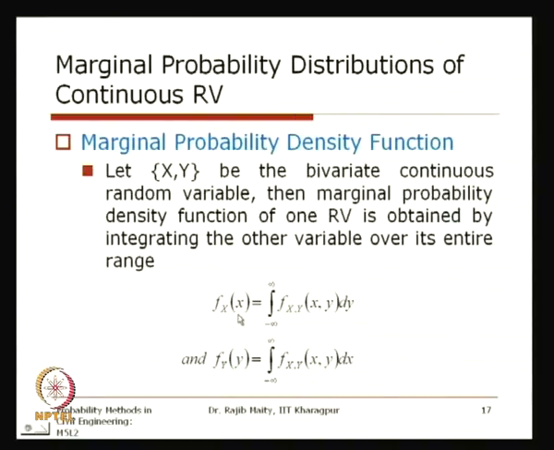So once we want to know the marginal distribution of x, we should integrate over the other random variable, which is y, for the entire range of y. If we do this, what we get is the marginal distribution of x. Similarly, we will get the marginal distribution of y if we do the integration with respect to x over its entire range.